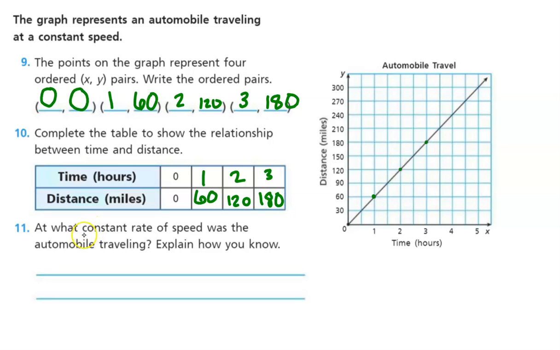So it wants to know, what's your constant rate? How fast are you going every hour? So you could think about that as asking yourself basically, what's the difference between these numbers here? I went from 0 to 60, then 60 to 120, then 120 to 180. So that shows me pretty clearly that I am traveling 60 miles per hour. And that's kind of what the graph shows us. We'll skip writing the explanation for that one, okay? But you are traveling 60 miles per hour.